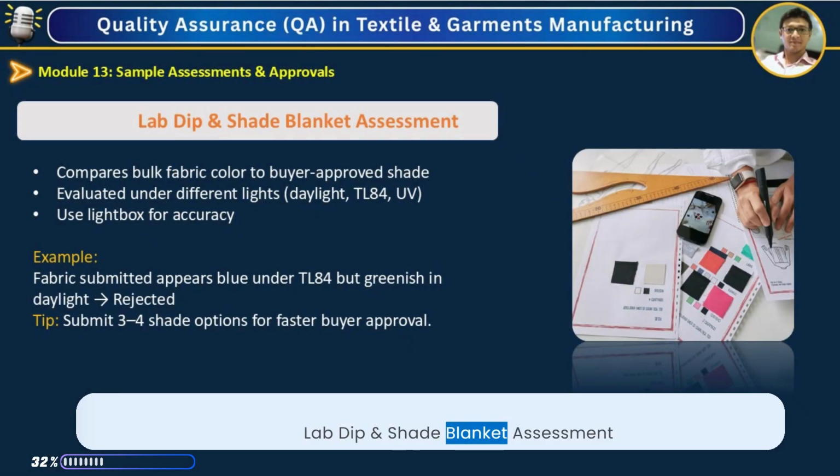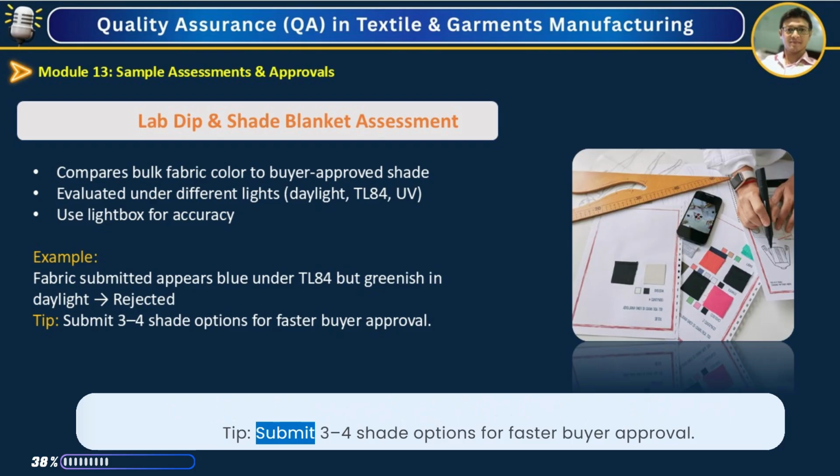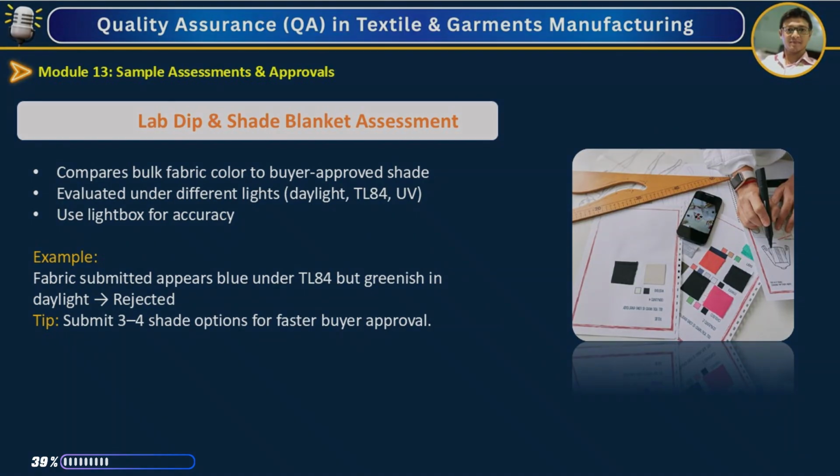Lab dip and shade blanket assessment. Compares bulk fabric color to the buyer-approved shade. Evaluated under different lights: daylight, TL84, UV. Use a light box for accuracy. Example: fabric submitted appears blue under TL84, but greenish in daylight, so it is rejected. Tip: submit 3-4 shade options for faster buyer approval.